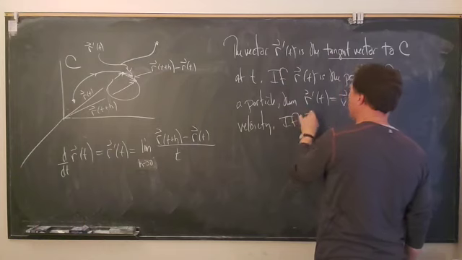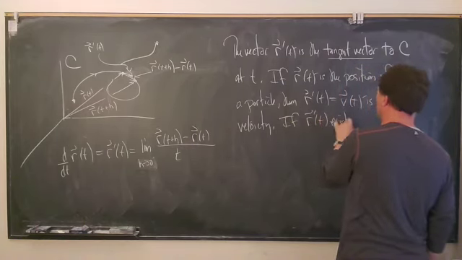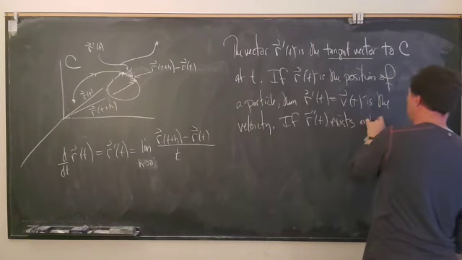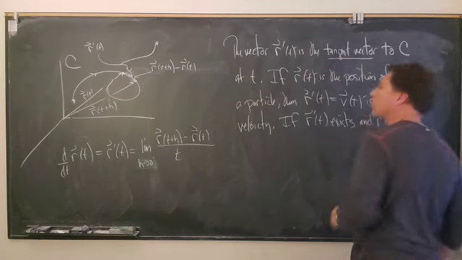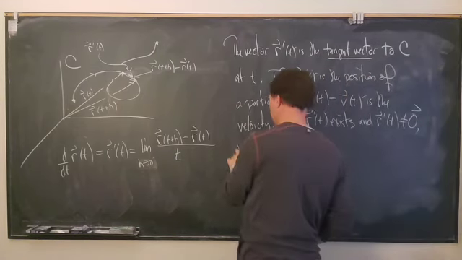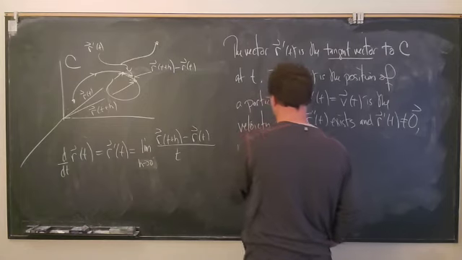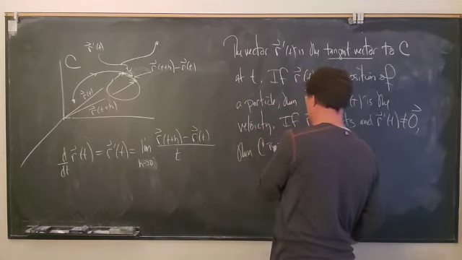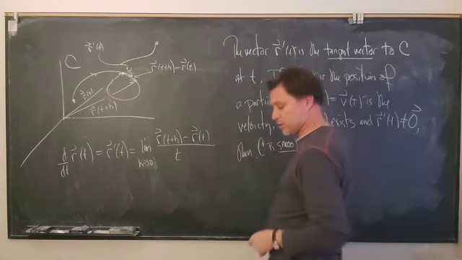If r prime of t exists and r prime of t is not equal to the zero vector, then we say that the curve C is smooth at that point, at t. So this is a little bit of terminology.